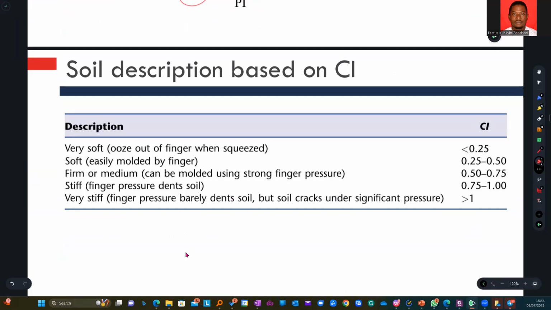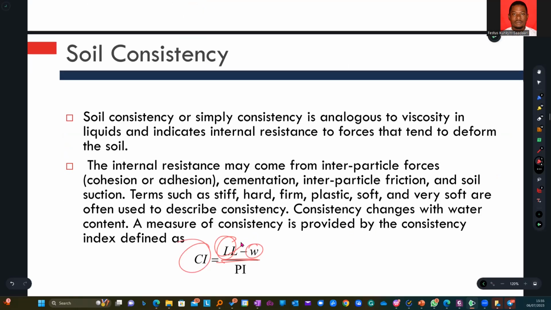So then you can be asked to do your calculation, and after that, they ask you to describe the soil sample as to whether it is going to be very soft, soft, firm, stiff, or very stiff, just by how you feel them in your fingers. So these are the values you can obtain when you do this computation using this formula.